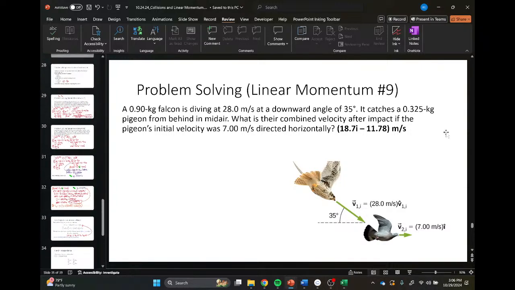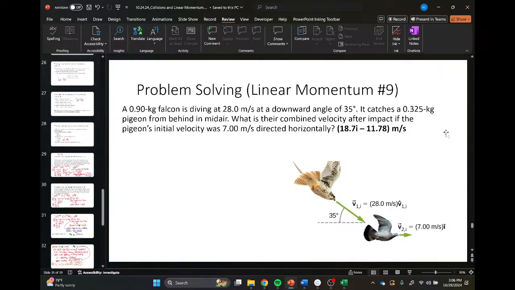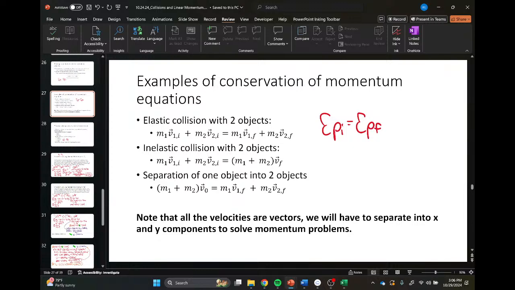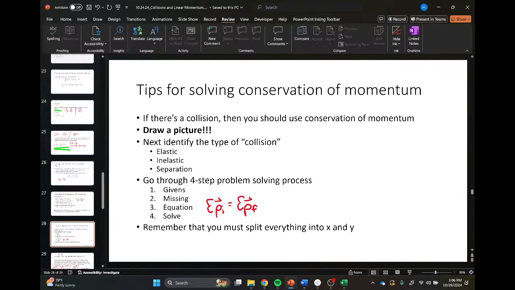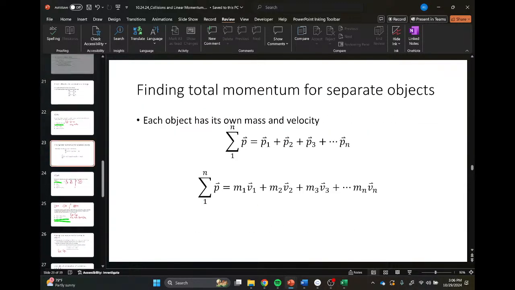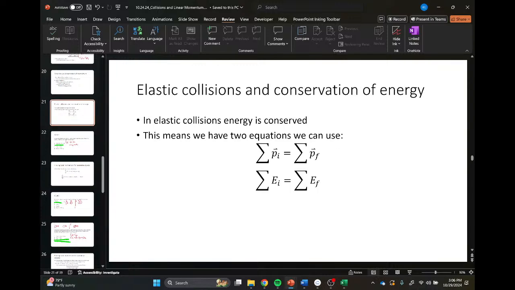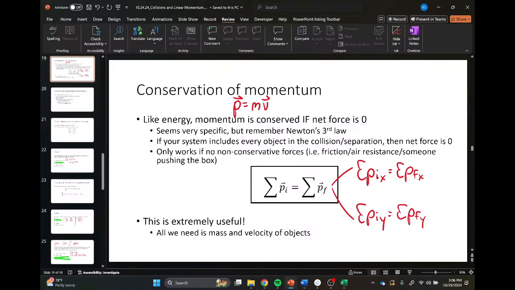Last class, what did we talk about? Basically one equation. Where is it? Nope, not there. There it is. All right. This is the magic sauce, y'all. All conservation of momentum problems are: add up all your momentums in the beginning and then equal all your momentums at the end. This is how you do every single conservation of momentum problem.